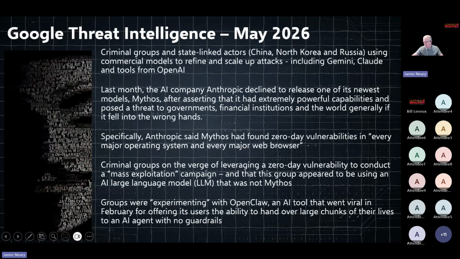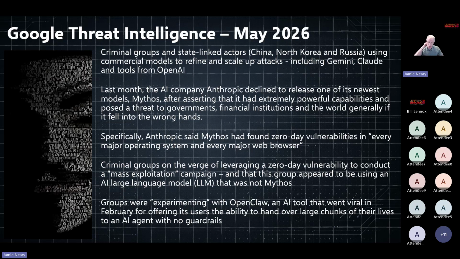Now, last recent example in here, once again, Google Threat Intelligence, and this is from this month in here, sticking with Claude, going back to that, and Anthropic. Malicious actors were using Claude to develop and sell ransomware by individuals with limited technical skills, which is one of the scenarios that was in here. Criminal groups and state-linked actors have been using commercial models to refine and scale up their attacks. Gemini, Claude, tools from OpenAI, which is ChatGPT.